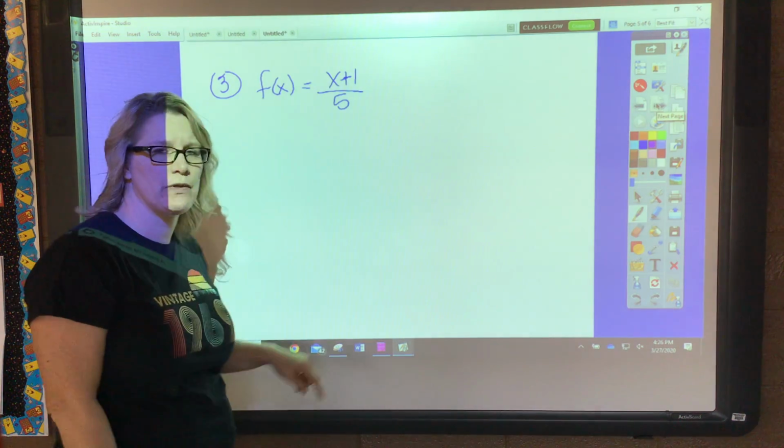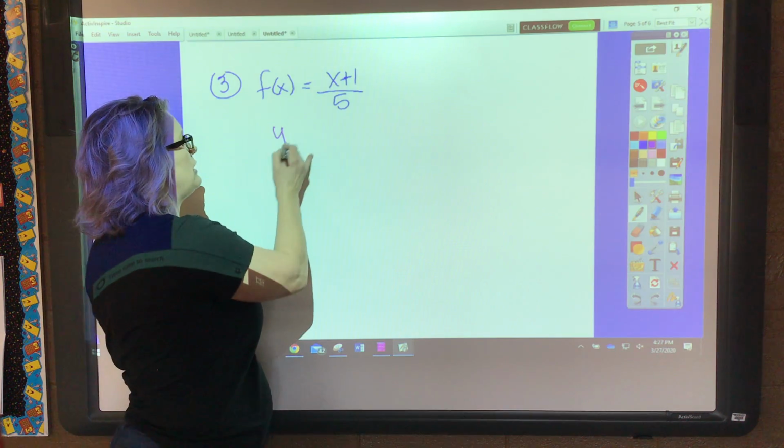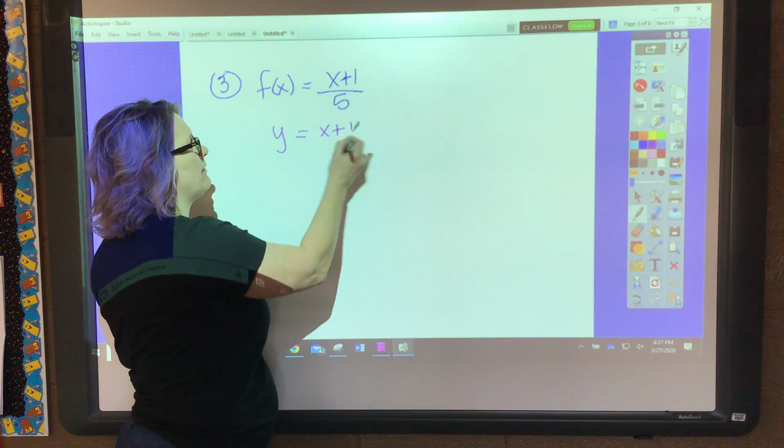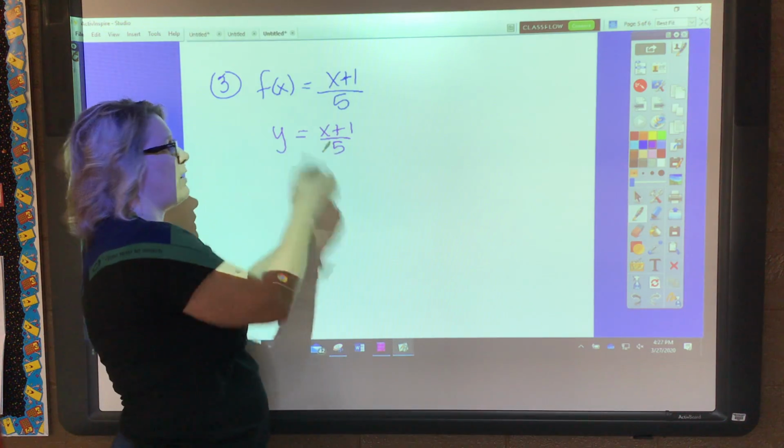Here's another problem. So we're going to reiterate the steps. Step number 1, get rid of f of x. Change it to y. Step number 2, switch your x and y around.